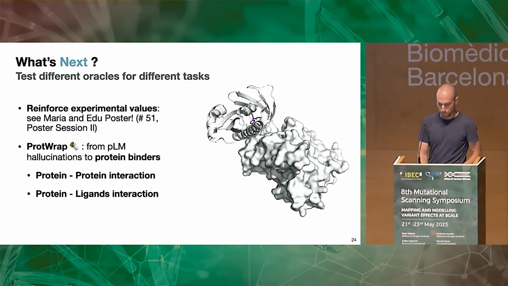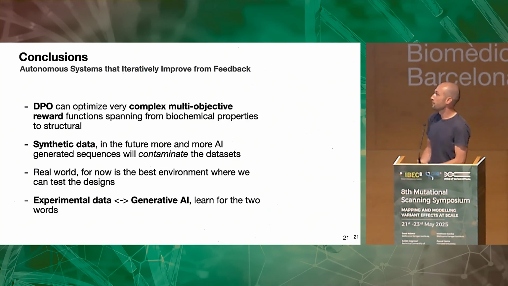In conclusion, DPO can optimize very complex multi-objective functions spanning from biochemical to structural. What I think is also very interesting is that here we're reinforcing using synthetic data, which will be very relevant in the future, where more and more datasets will be contaminated by synthetic data. Of course, the best environment where we can test our agent is the real world, so experimental data. The interplay between experimental data and generative AI will be quite essential, I think, in the future, and will allow us to learn from the two worlds.